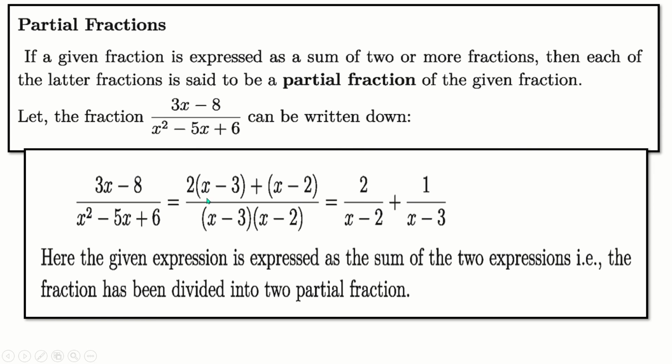Now write in separate. That means this divided by this, x - 3 will get 2 divided by x - 2, plus x - 2 divided by this, x - 2 will get plus 1 divided by x - 3. So this is a partial fraction of this. That means when a fraction is written in separate parts, this is a partial fraction. And after calculating this, you will also get this. Clear?